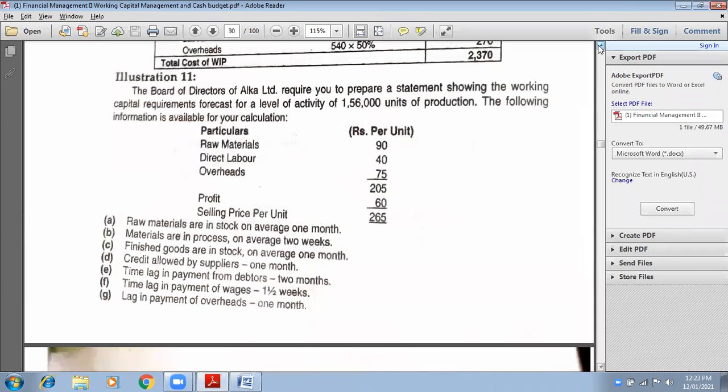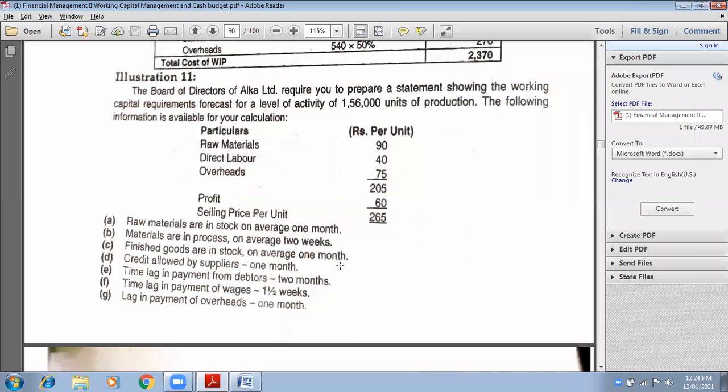question number 11. The board of directors of Alka Limited require you to prepare a statement showing working capital requirement forecast for a level of activity of 1,56,000 units of production. The following information is available for the calculation. Raw material per unit is given, direct labor, overheads, profit and selling price. Everything is given per unit. Now, raw material remains in stock on average for 1 month. Material in process is on average 2 weeks.